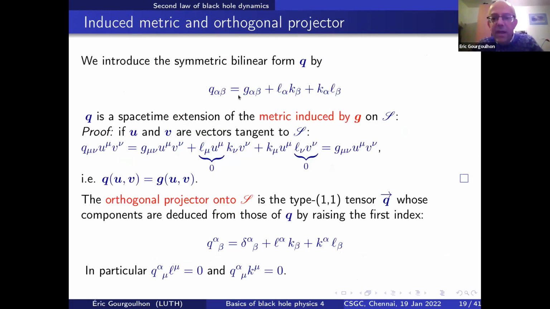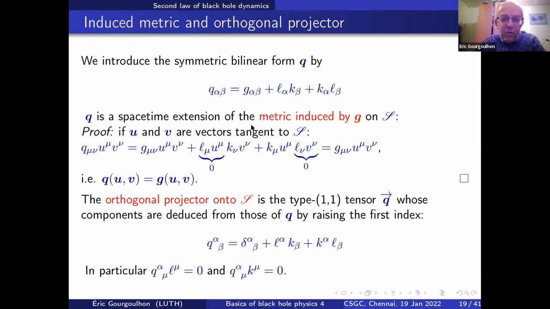We have defined L and K. We have a space-time metric G. So we introduce this tensor field here. You can see it as a definition. It is symmetric, as you can see by construction, because G is symmetric, and here we have a symmetric term. And actually, the tensor field is a kind of space-time extension to the metric induced by G on the cross-section S.